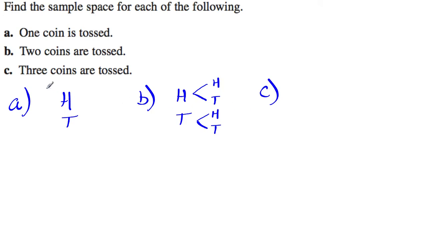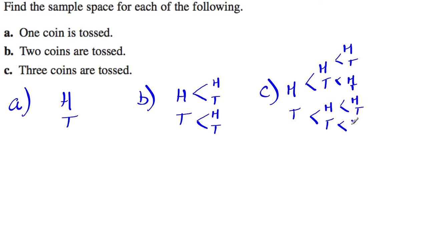So for C, 3 coins are tossed, we could have heads or tails for the first one. For the second one, heads or tails. And then for each of those, we could have heads or tails. So this is actually called a tree diagram. We can use this to write the sample space.